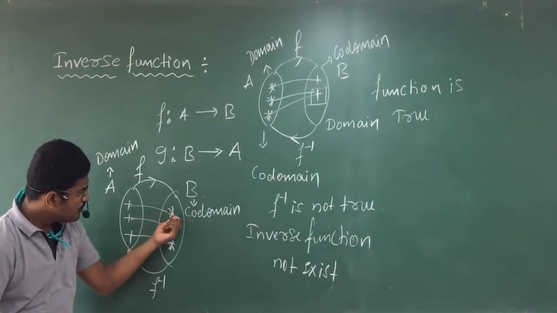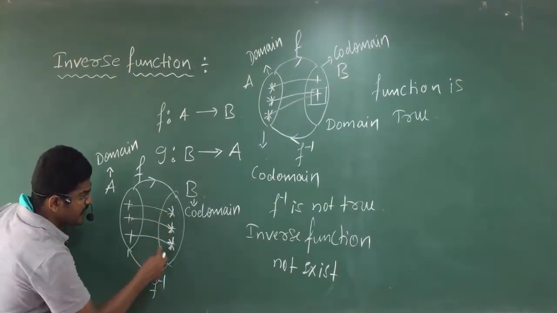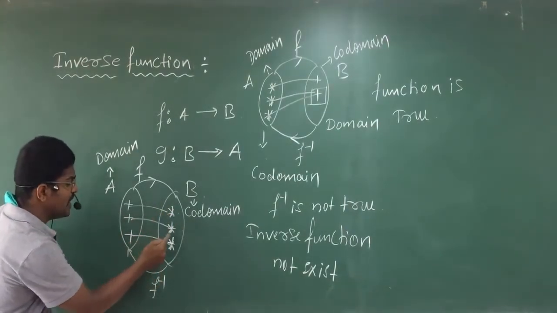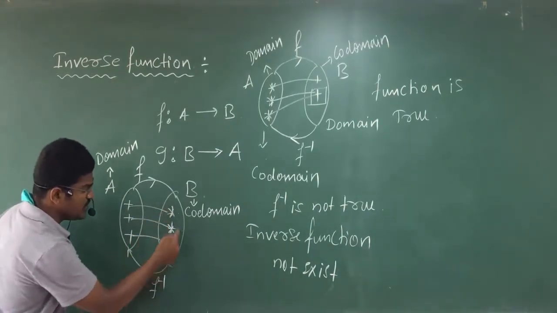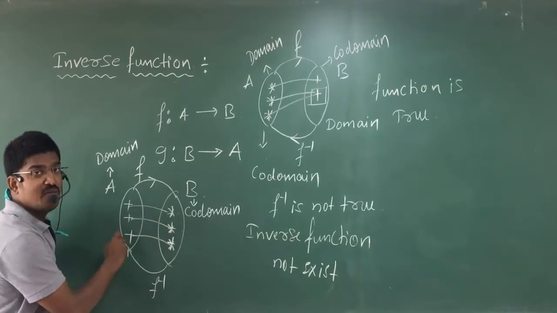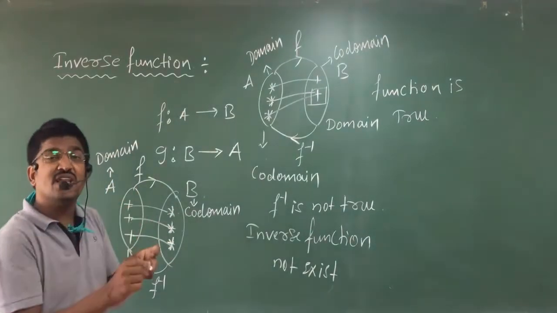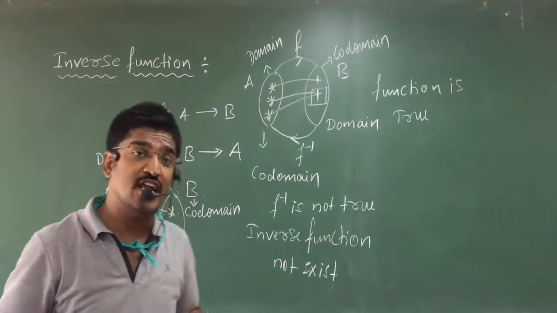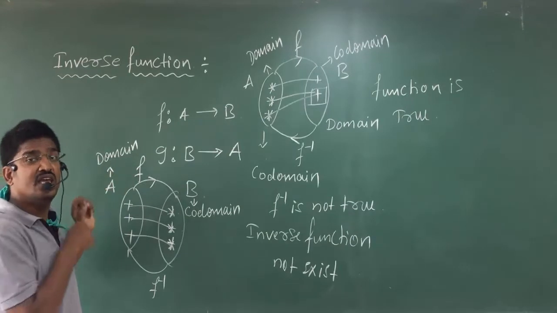While coming from B to A, in the reverse path, you can see that every element has a unique image. Are you getting my point? Every element has a unique image. That means this is going to be a function as well as an inverse function. That means this particular function exists with an inverse function.